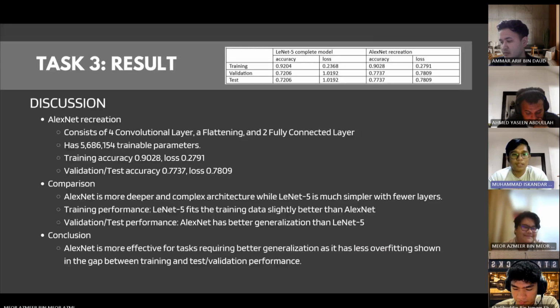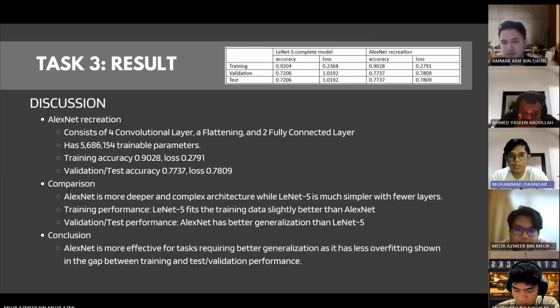Next. So for the comparison for the AlexNet recreation, as I said, it has 4 convolutional layers, flattening and 2 fully connected layers. This makes it have about 4.6 million trainable parameters, where the training accuracy is about 0.903, while the loss is about 0.279.